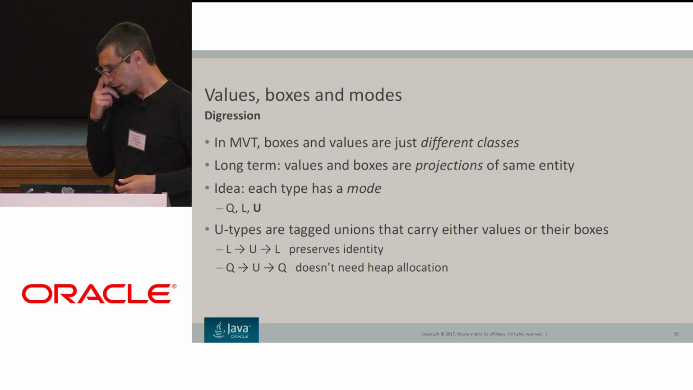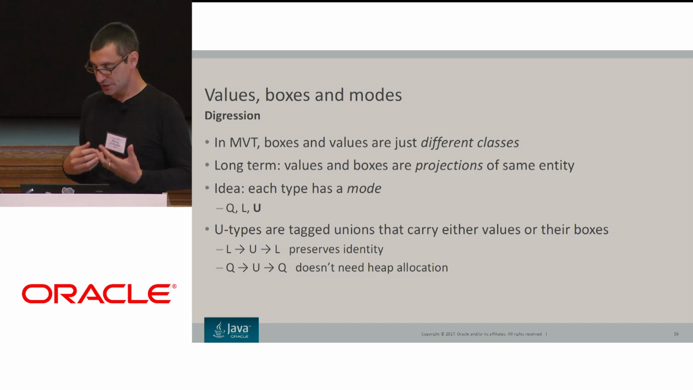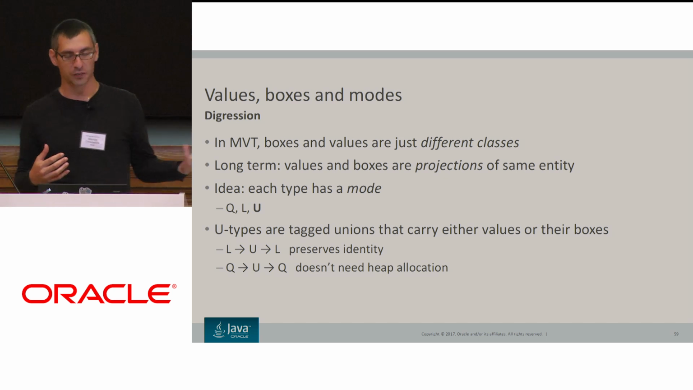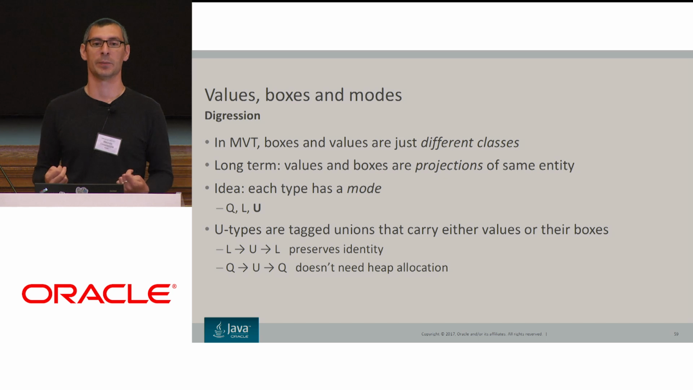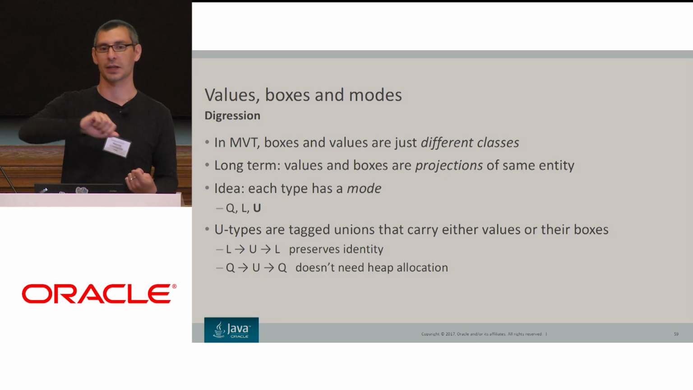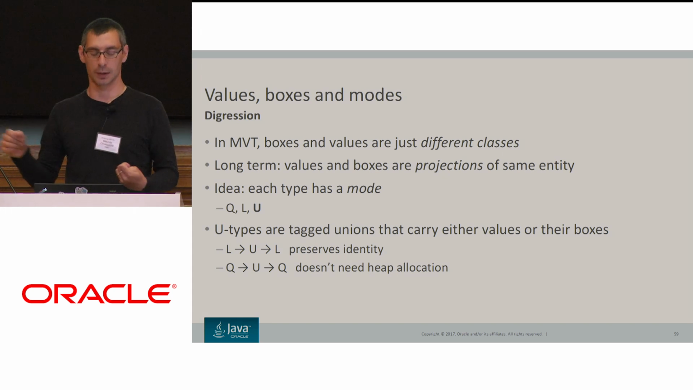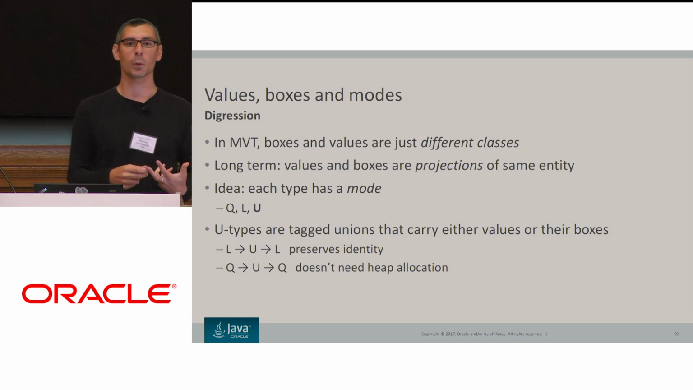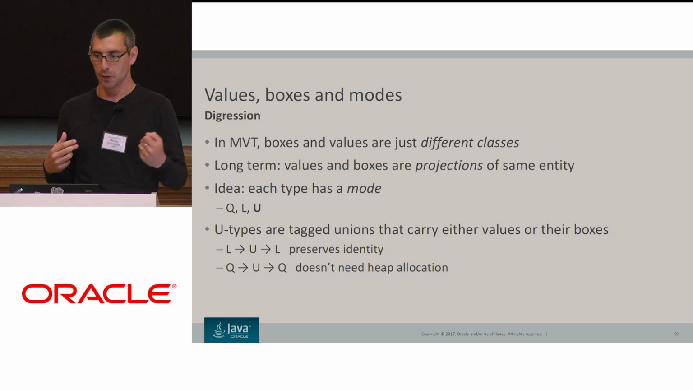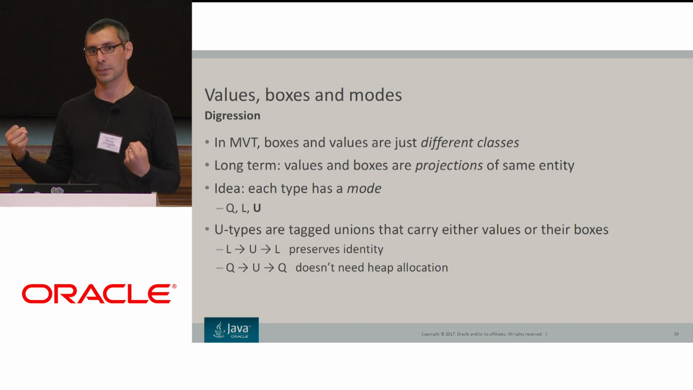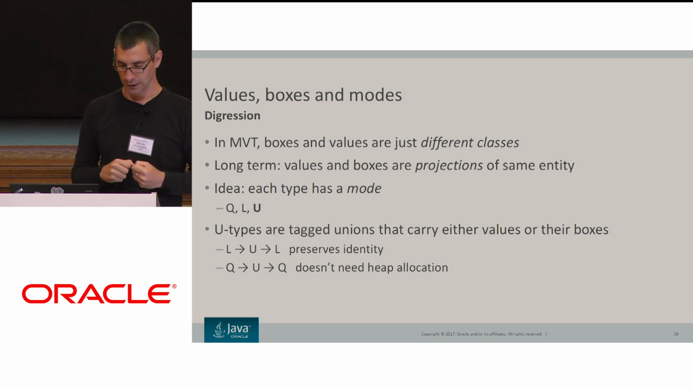So as we have seen so far, boxes, classes, and values are just separate classes in minimal value types. The only thing they have in common is this box and unbox opcode that allows them to go back and forth between one and the other. Longer term, we would like to have a more fluid notion where both the box and the value class can be defined as projections of some common entity.